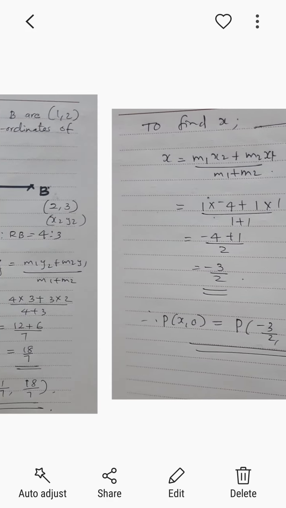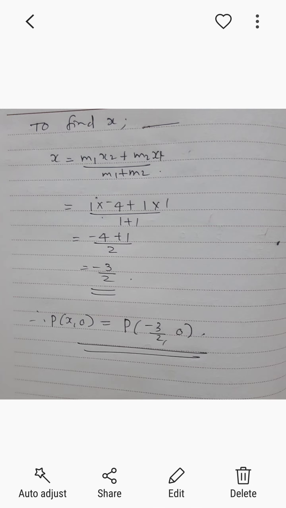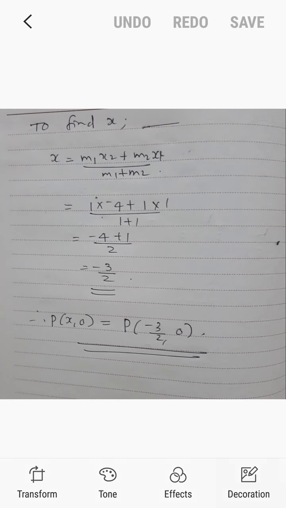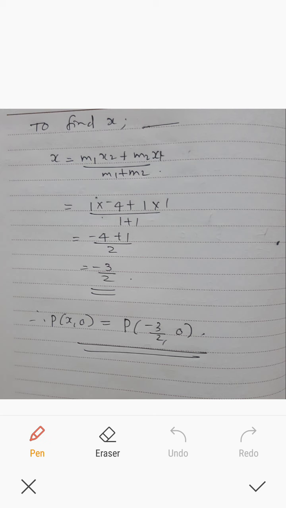Yeah, to find the x coordinate, take the x formula: x equal to (m1 x2 plus m2 x1) by (m1 plus m2). m1 is to m2, just now we found it as 1 is to 1. Substituting, (m1 x2 plus m2 x1) divided by (m1 plus m2) is minus 4 plus 1 by 2, which is minus 3 by 2.